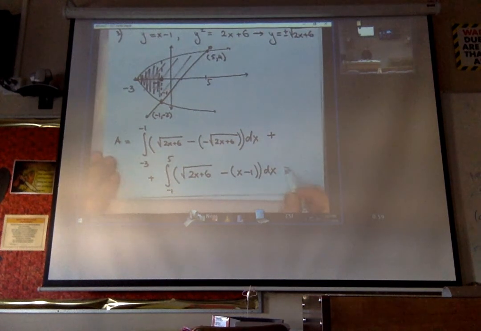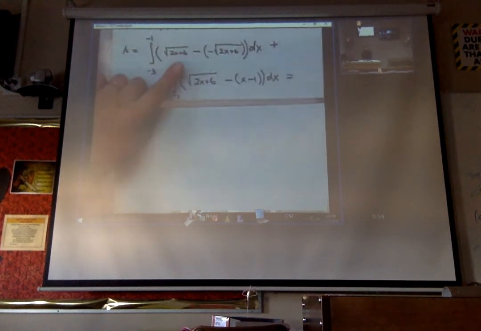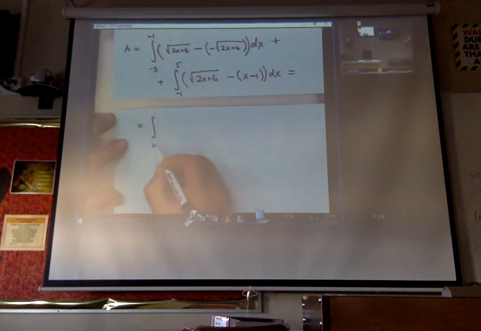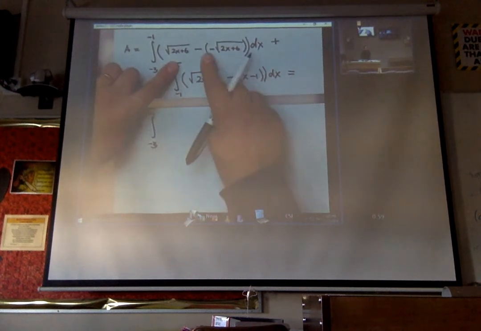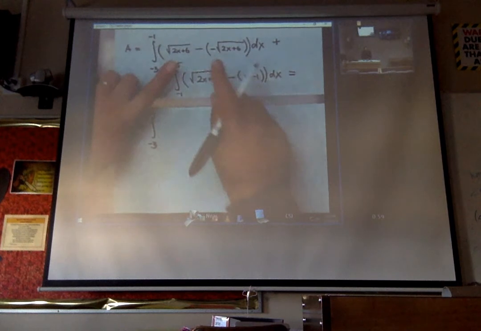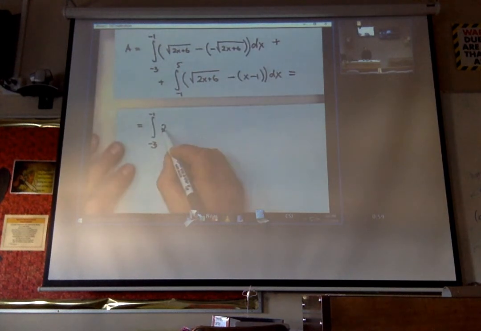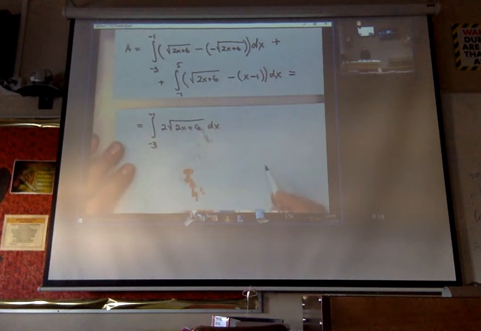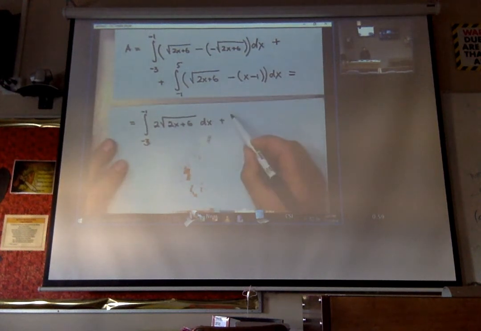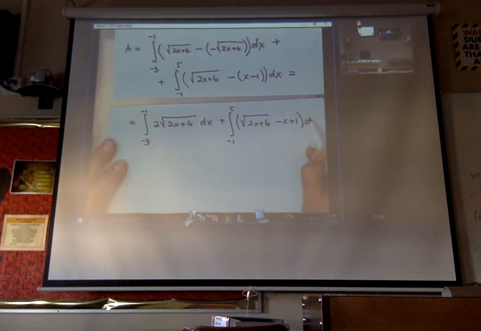Now, let's quickly reduce this, because what do you get right here? You get plus, yes, no? Yes. So you get 2 of them. So 2 square roots of 2x plus 6 dx. So that's this one. And here, the only thing I can do is just open parentheses at this moment. So I have square root of 2x plus 6 minus x plus 1 dx.